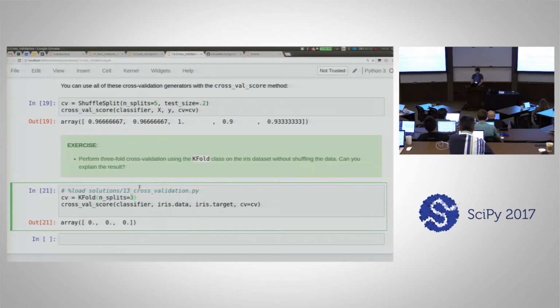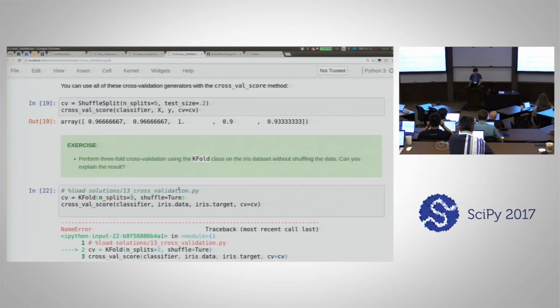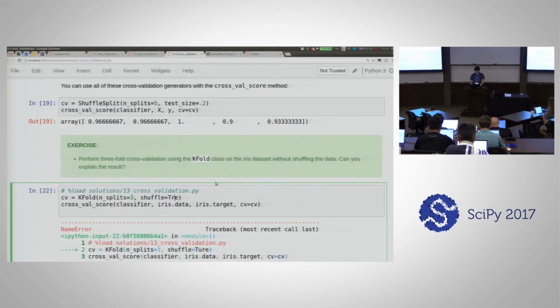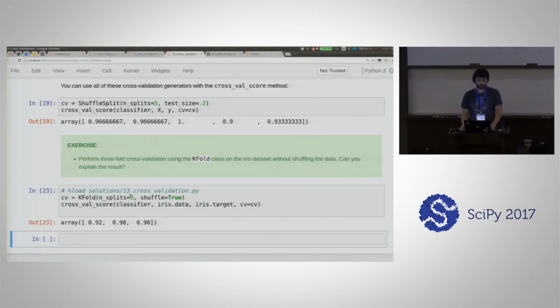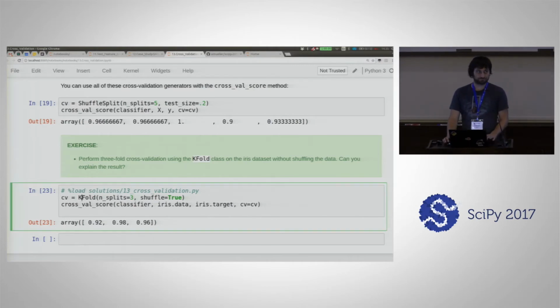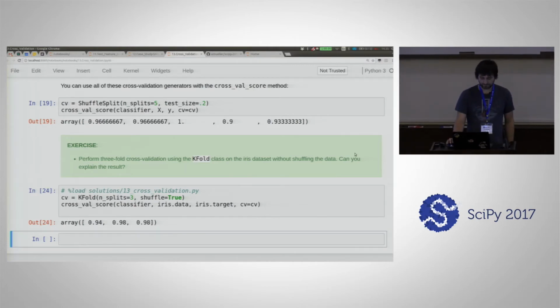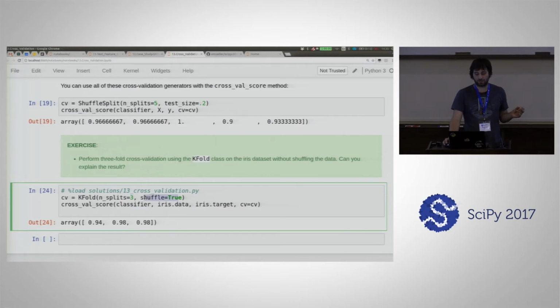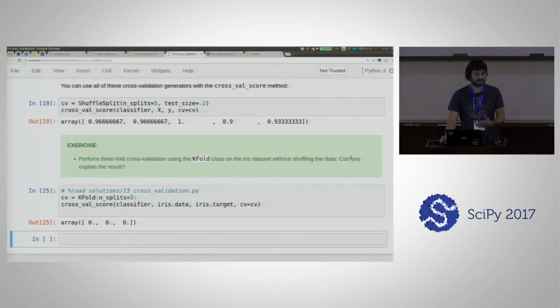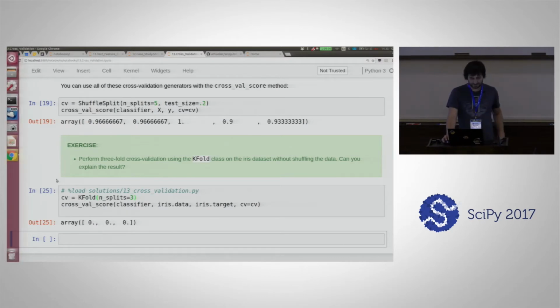So you can get rid of this either by shuffling the data, or by using StratifiedKFold. But by default, KFold does not shuffle in scikit-learn. And that gives you these nice results.